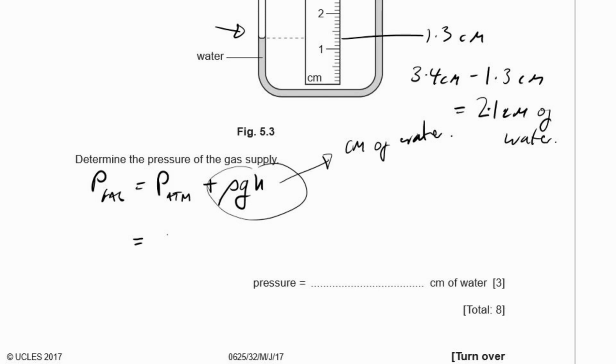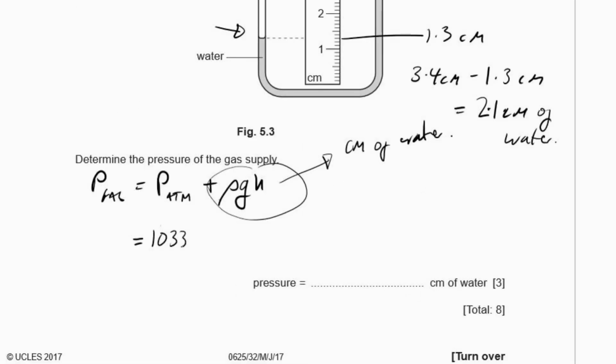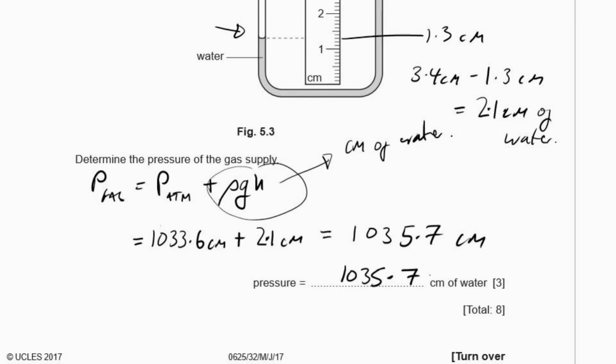So that tells us the atmospheric pressure plus the number of centimetres of water we have different. So let's look at that. 1033.6 plus 2.1. And that should give me 1035.7 centimetres. There we go. That should be the question, and that should be it.